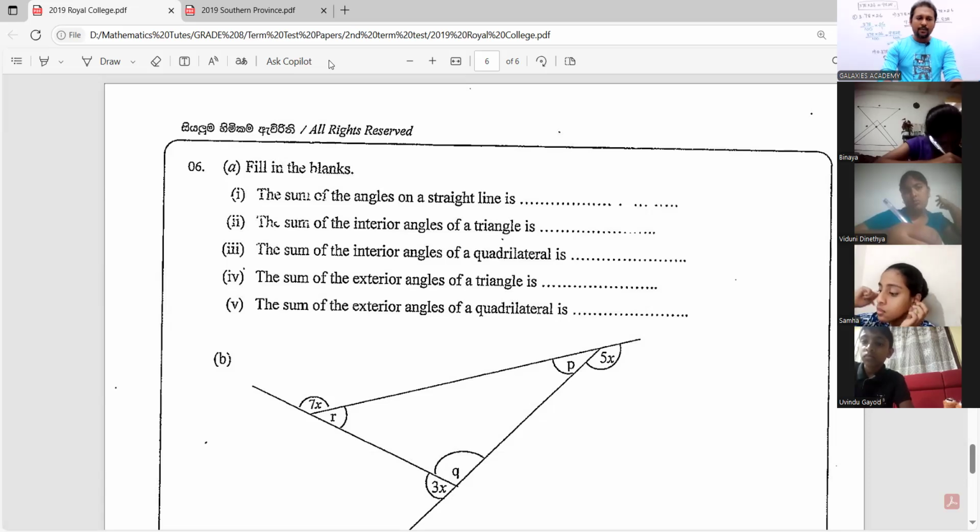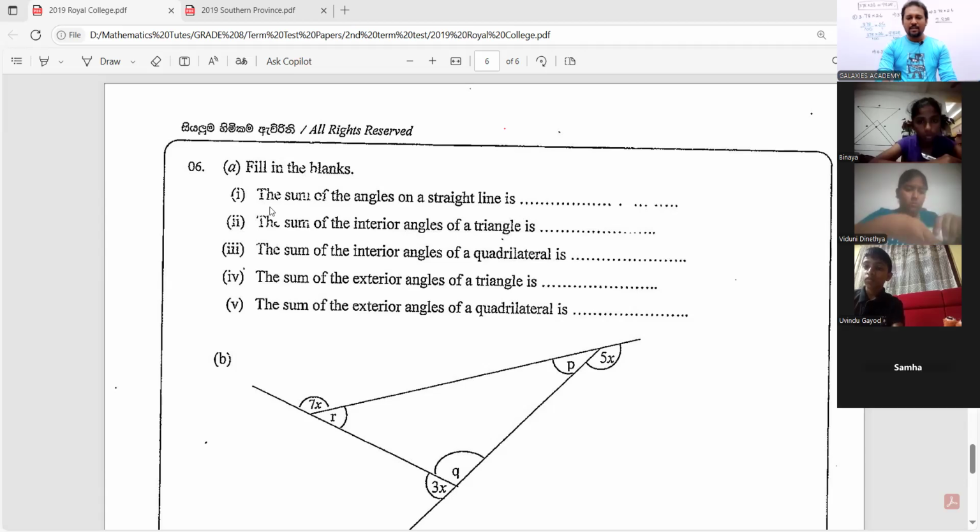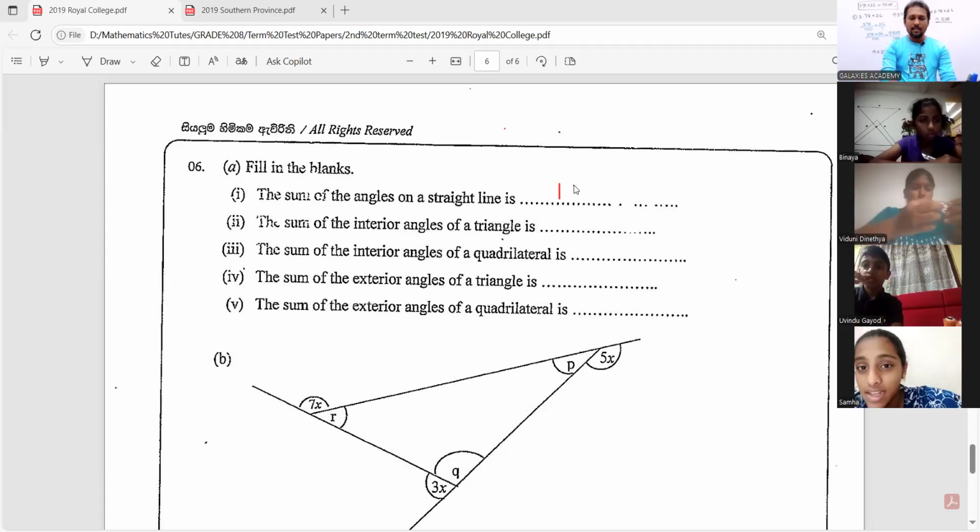The sum of the angles on a straight line is. What is the answer? Revise the theorems. Don't you remember? The sum of the angles on a straight line is. What is the sum of the angles on a straight line? What is the answer? 180. 180 degrees.